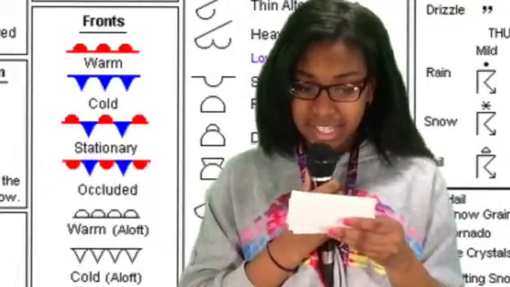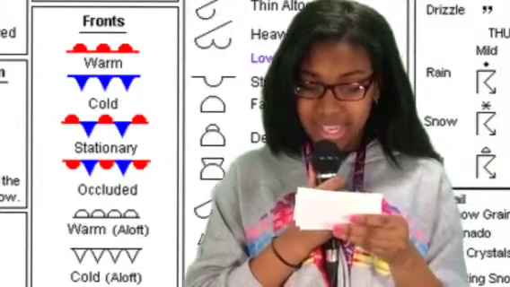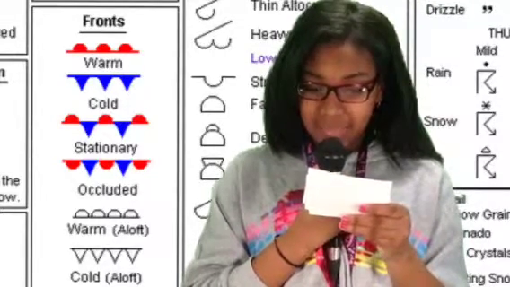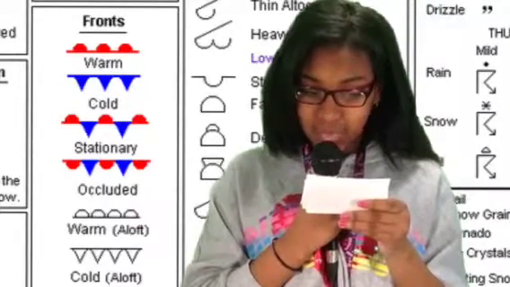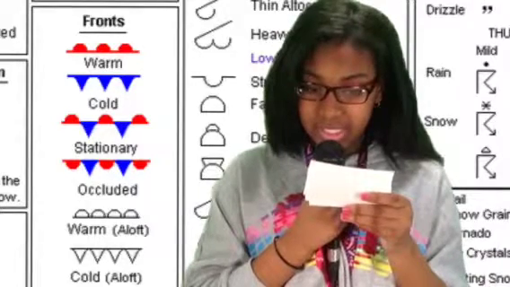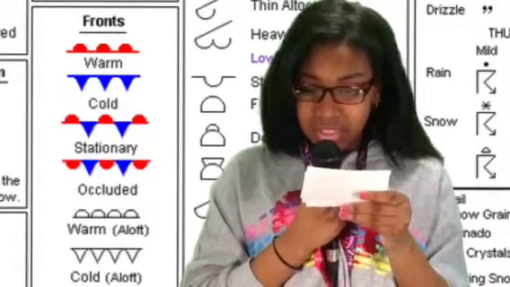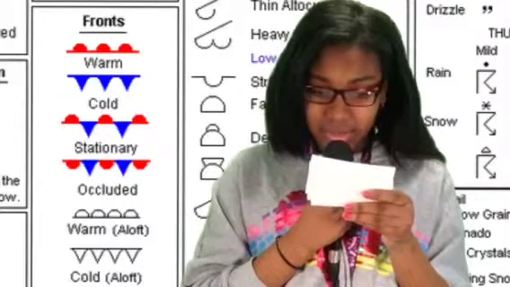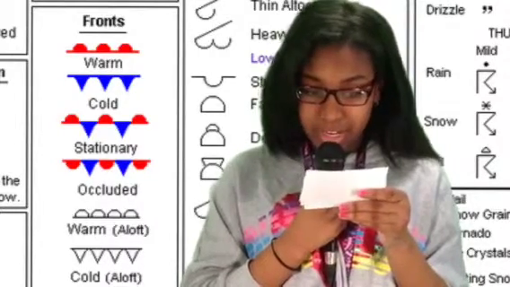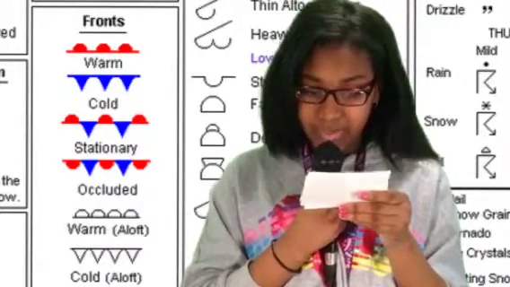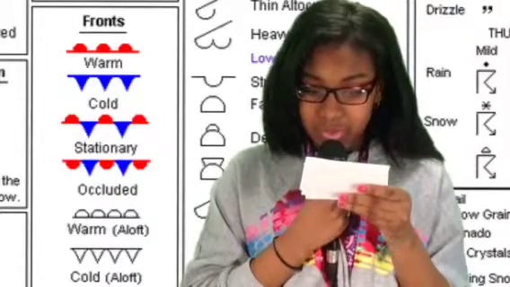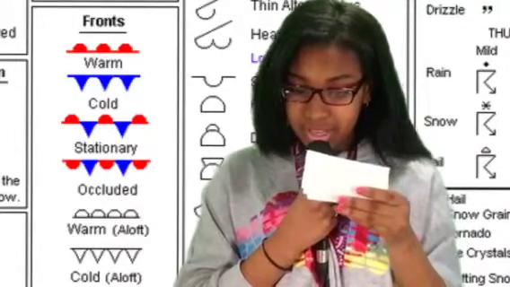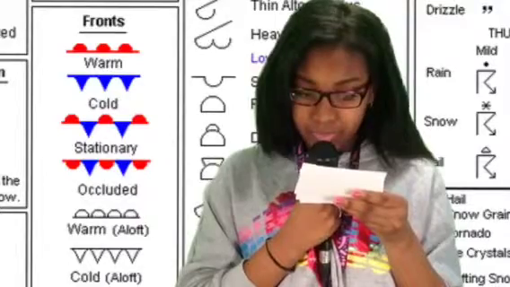And here are the different types of fronts. A stationary front is a front that is not moving. A cold front is the leading edge of colder air. And a warm front is the leading edge of warmer air that is replacing colder air. An occluded front is when a cold front catches up to the warm front.